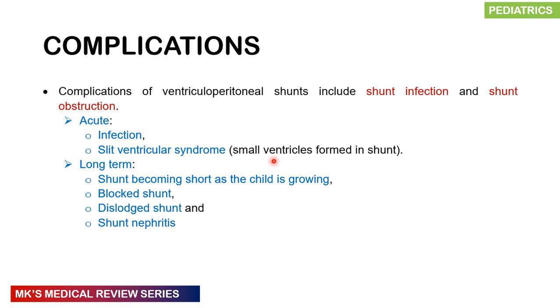And what are the complications? So you may have complications of ventricular peritoneal shunts, including shunt infection and shunt obstruction, but generally you can divide them into acute complications, infections, as well as slit ventricular syndrome, where small ventricles form within the shunt. You may also have long-term complications, like the child may outgrow the shunt, it may be blocked, it may be dislodged, and they may also develop shunt nephritis.